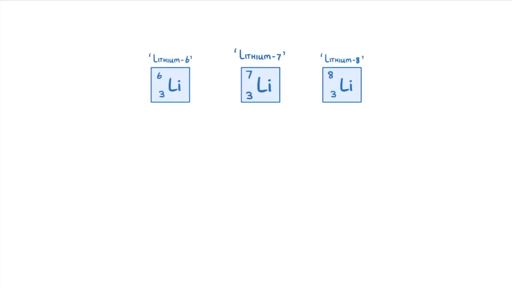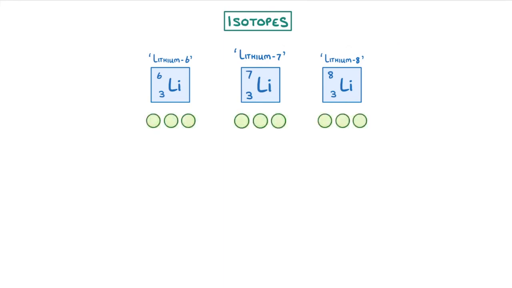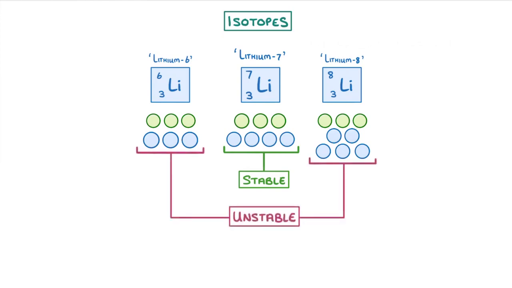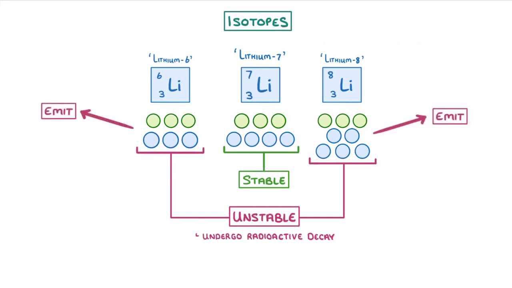We saw in the last video that each element comes in a number of different forms, called isotopes, each of which has the same number of protons, but a different number of neutrons. Importantly though, only one or two of an element's isotopes are stable, while the rest of them are unstable, and so can undergo radioactive decay, which is where they emit something so that they can change slightly and become more stable.